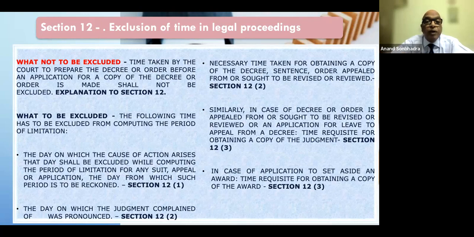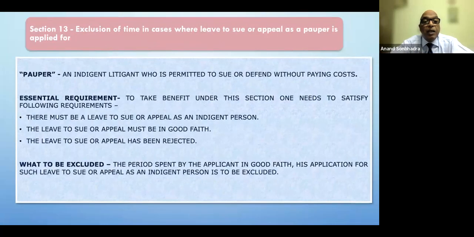Now, let's move. Let's look at section 13. What is a pauper? An indigent litigant who's permitted to sue or defend without paying costs. That's a pauper. To take benefit under section 1 needs to satisfy the following requirements. There must be a leave to sue or appeal as an indigent person. The leave to sue or appeal must be in good faith, and the leave to sue or appeal has been rejected, which we earlier discussed in section 13.